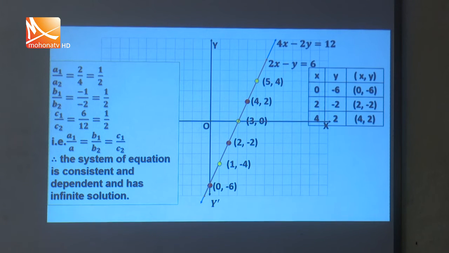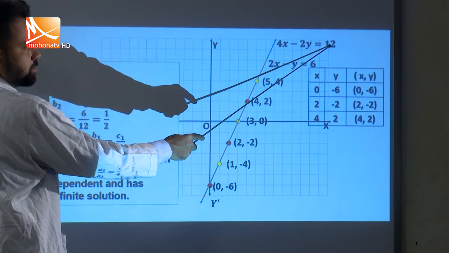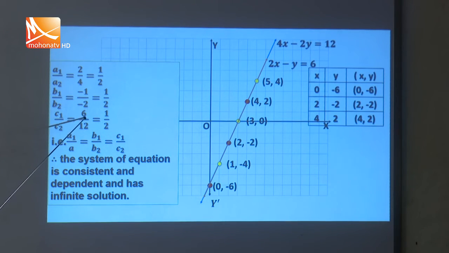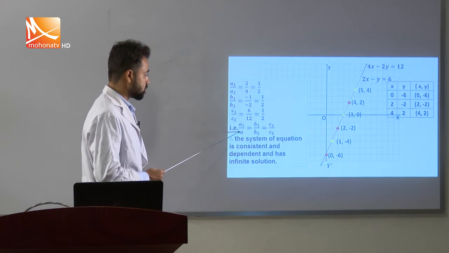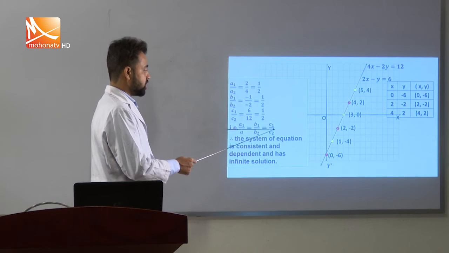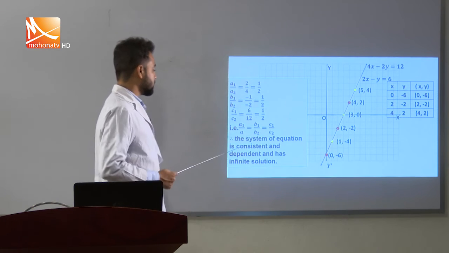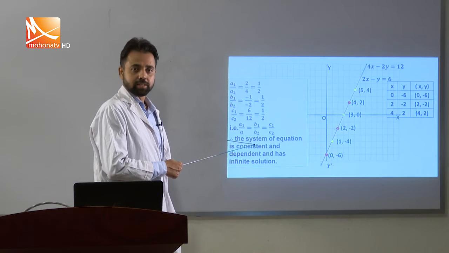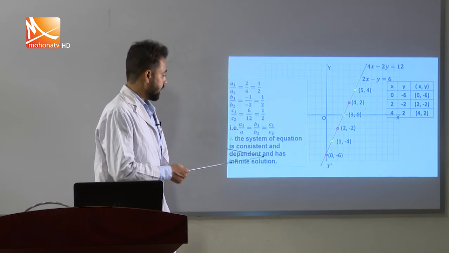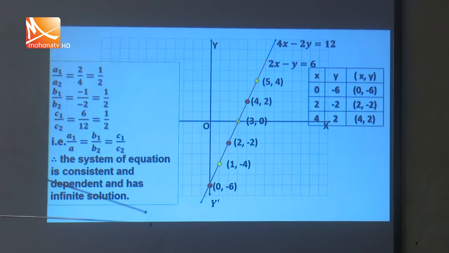So, we have to check the ratio of the constant term. What is the ratio of the constant term? Here the constant term is 6 and here the constant term is 12. So the ratio of c1 and c2 is 6 by 12, that is half. Students, these three ratios are the same, that is the ratio of x, the ratio of y and the ratio of the constant term are equal. So in this case we can say the system of equations is consistent and dependent and has infinite solutions.